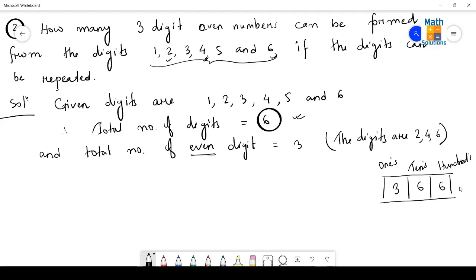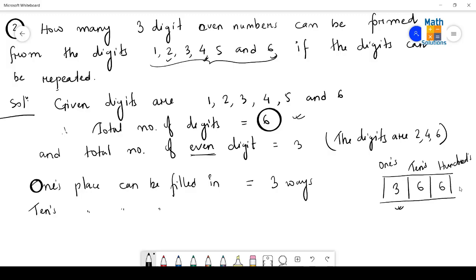So we can write here what? The ones place can be filled in how many ways? 3 ways. Already we have chosen it. 3 ways. Then after, tens place can be filled in 6 ways. Then after, hundreds place can be filled in 6 ways.